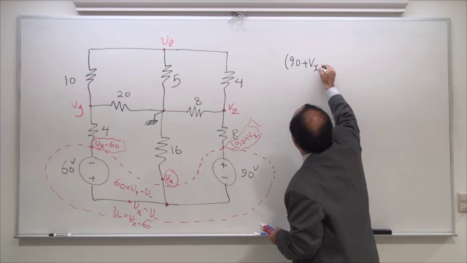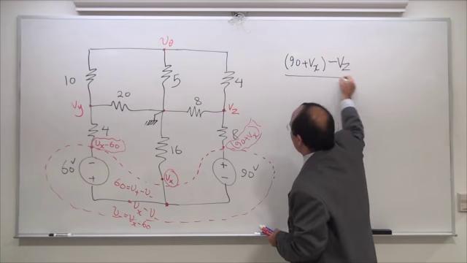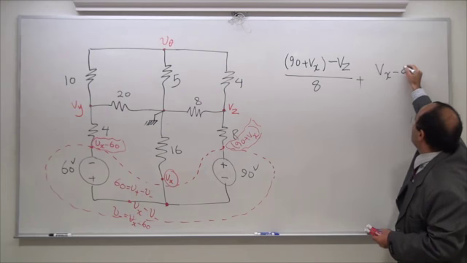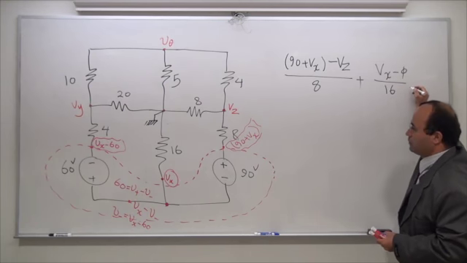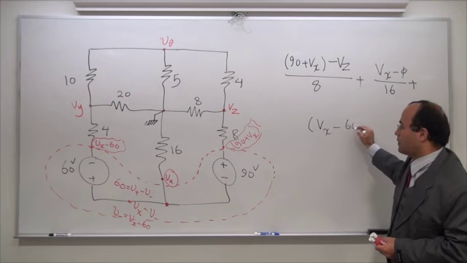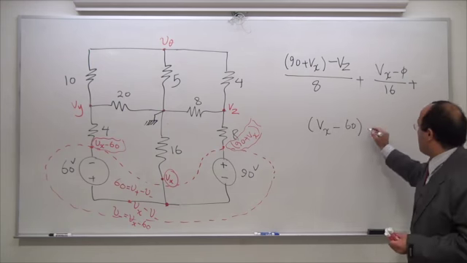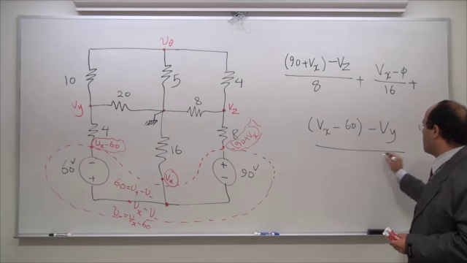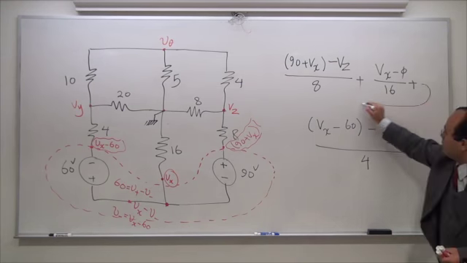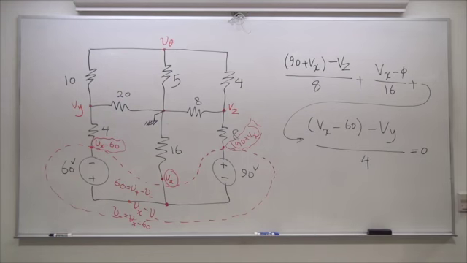90 plus Vx minus Vz divided by 8. Vx minus 0 divided by 16. That's the second one. And then Vx minus 60, that's the node voltage anyway, minus Vy divided by 4 is equal to 0. Please remember, I just continued this. It's a big equation which covers the 3 components attached to it. Let's try one more example.